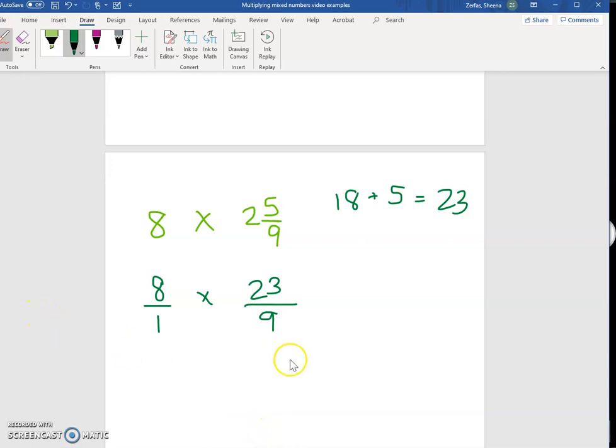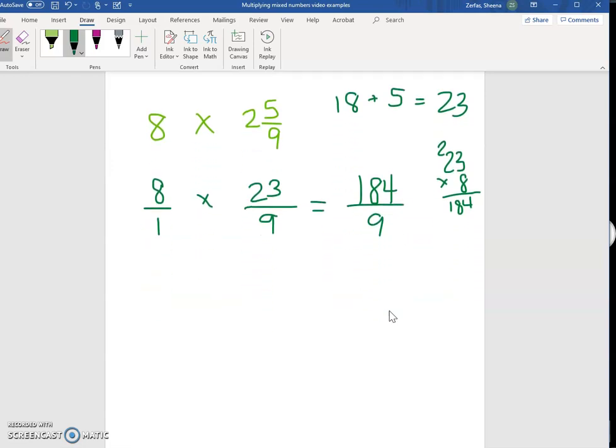And now we can just treat this like a regular fraction multiplication problem. So we're going to do numerator times numerator, and denominator times denominator. 1 times 9 there is 9, and then 23 times 8: 8 times 3 is 24, so I write 4 and carry the 2. 8 times 2 is 16, plus 2 more is 18. I want you to try doing this without a calculator, but then of course you can go back and check your work using a calculator. So when I multiply those two, I end up with 184 over 9. Now that I have an improper fraction, my last step is I need to convert that back to a mixed number to have a simplified answer.